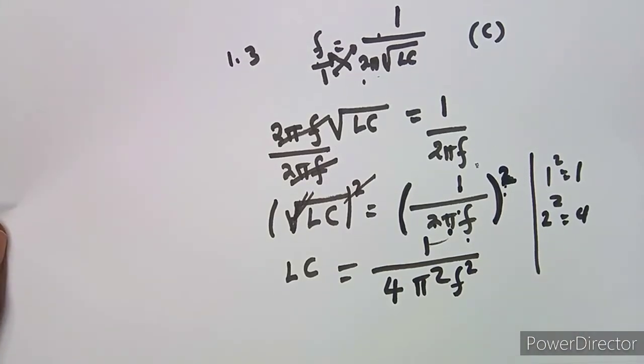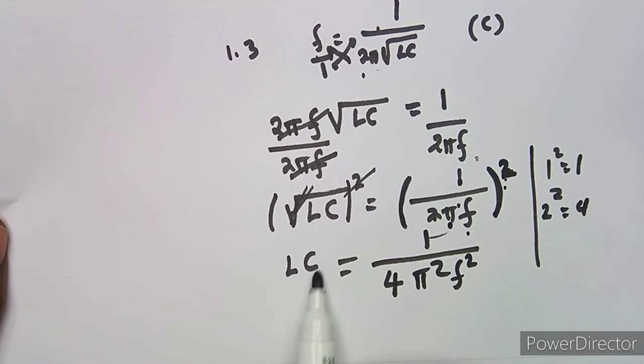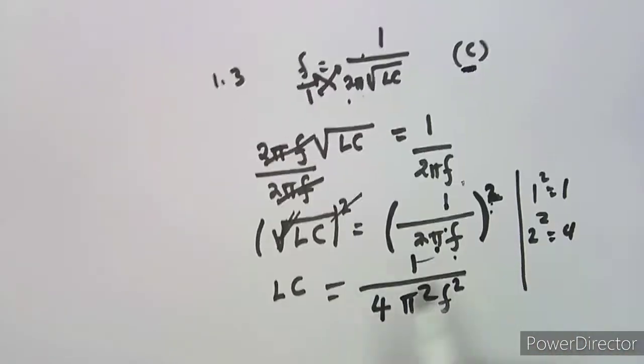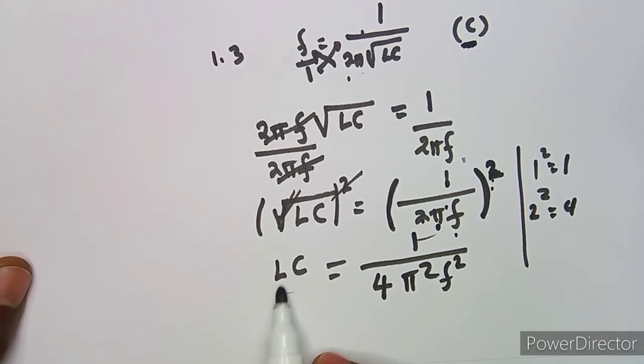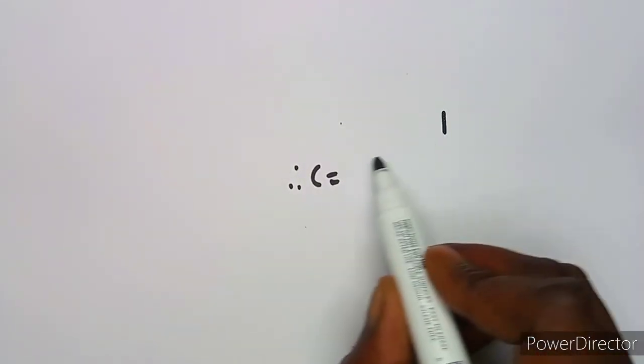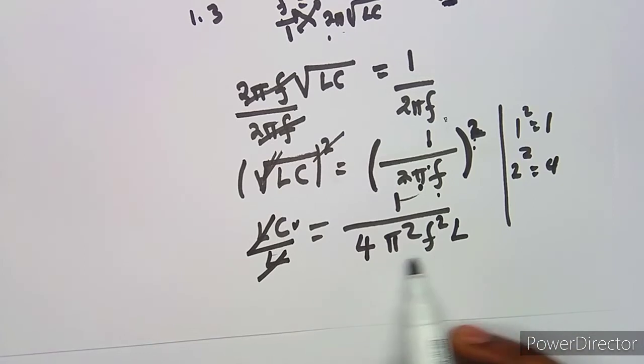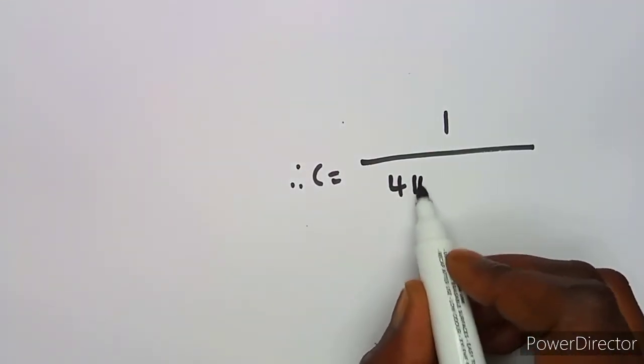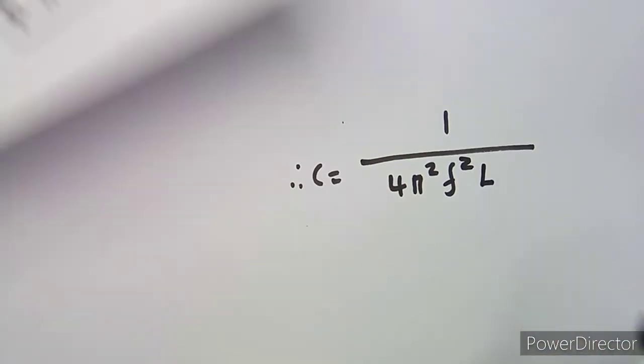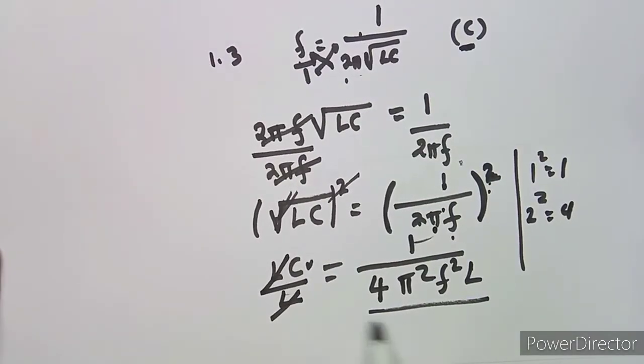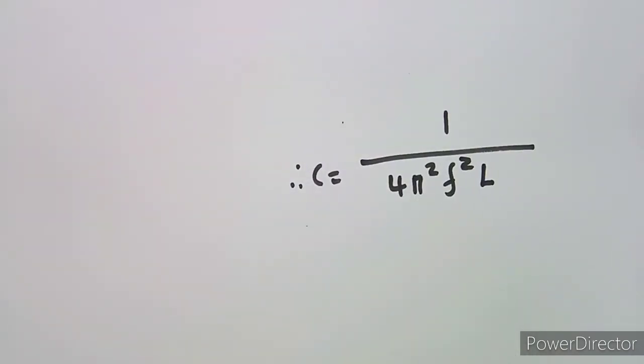All right, now this is it. I want to make C the subject. Remember, this L is doing nothing but multiplying. So I'm just going to divide by L, so this can cancel. I'm left with C. So therefore C is equal to 1 over 4 pi squared f squared L, like that. So that is what we are going to have as our C, because we want C, so you can simply divide like that. And your C will be the subject of the given formula.